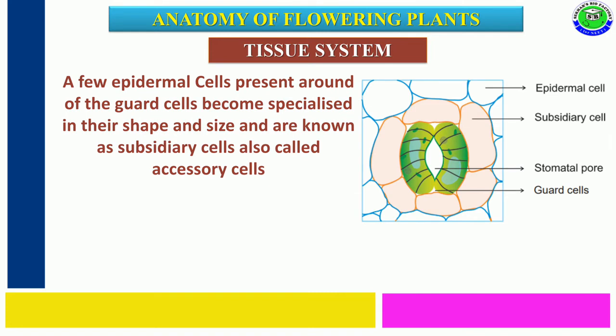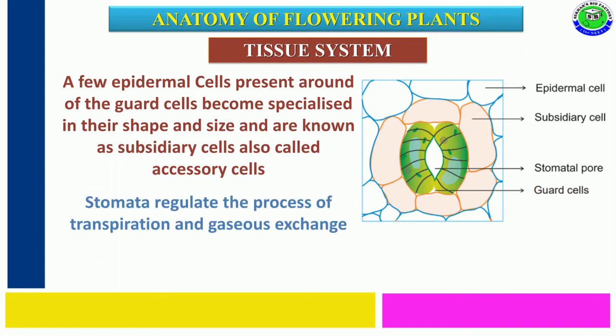Along with that, the epidermal cells, especially the specialized guard cells present around the stomata, have different shapes and sizes. Guard cells have chloroplast in their structure, but except for guard cells, the remaining epidermal cells have no chloroplast. Along with that, a few epidermal cells which are present around guard cells become specialized in their size and shape, and these are named subsidiary cells or accessory cells.